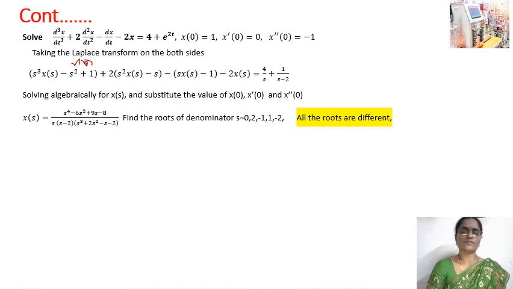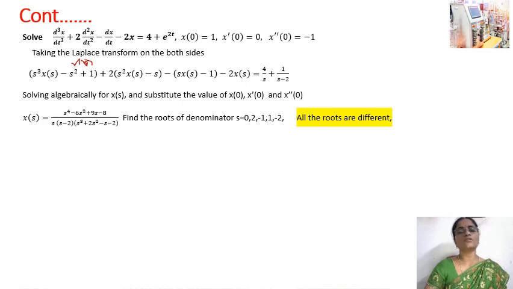Now before going to that, I said there are three categories there: roots are different, roots are imaginary, roots are same. So that we need to check now. For checking that, first look at the denominator. In the denominator, you should check the characteristics of the roots.